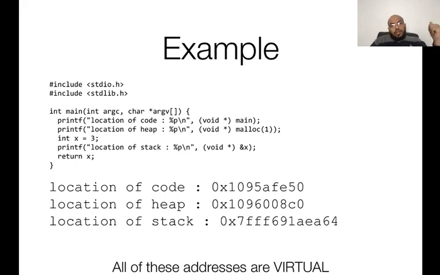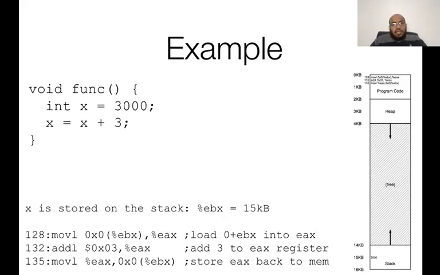Let us look at another example where you have a function that creates a variable called x, allocates 3000 to the variable x, and adds 3 to that variable. First, x is stored in the stack, using EBX. EBX is a general register on the 32-bit x86 architecture. On the 64-bit x86 architecture, it will be called RBX. These are EBX, EAX and ECX, all general registers that can be used for multiple computations.